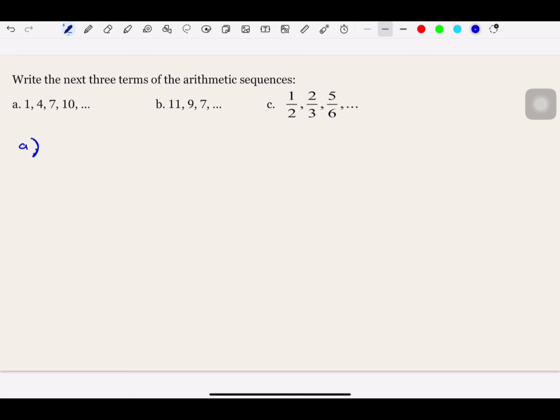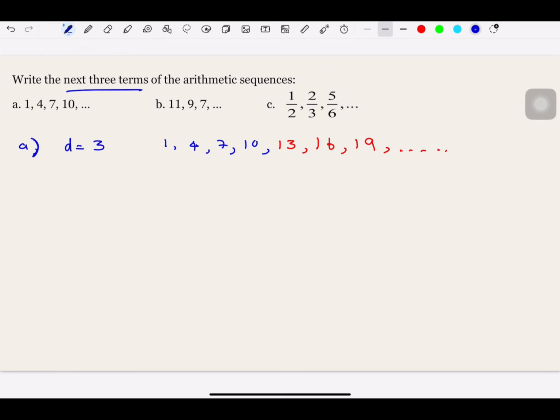So for the first example, the common difference is 3. To get the next 3 terms, you keep adding 3 to the last term. Let me write the sequence. The given sequence is this, and to get the next 3 terms, you add 3 to 10, which is 13, and next 16, and then 19. These are the next three terms, and it will continue.